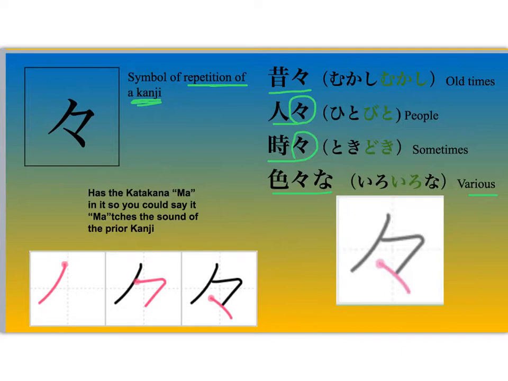And of course the structure of this is quite easy. You have this stroke right here first, and then you have something that looks like katakana ma. So you could say that ma matches the sound of the prior kanji. So once again, that's ichi, ni, san. I tend not to make this as long, so I think a little shorter is actually okay.